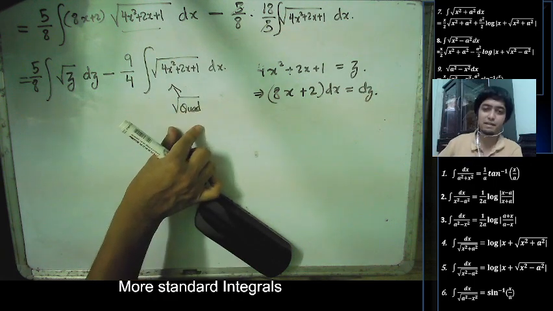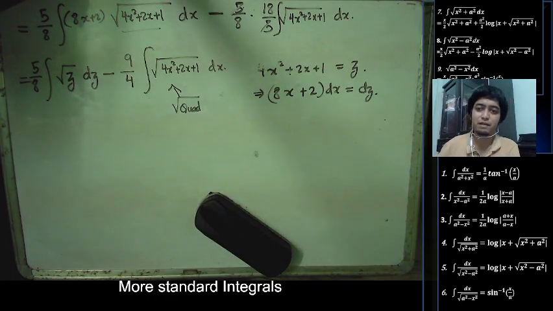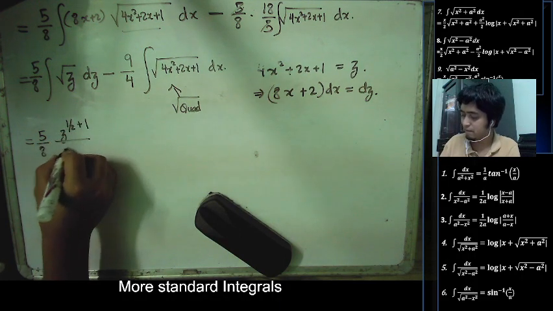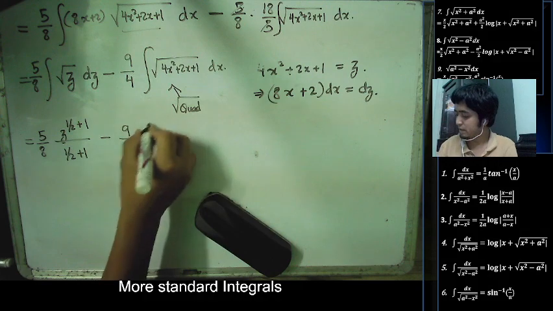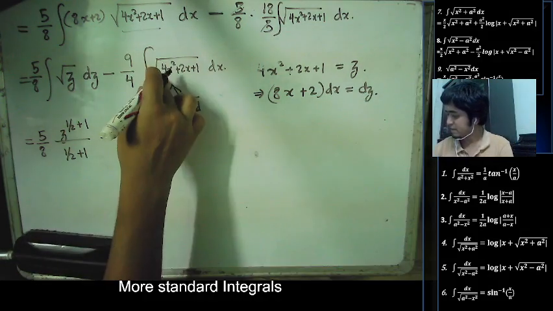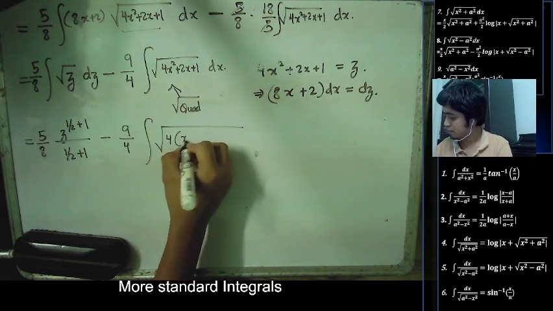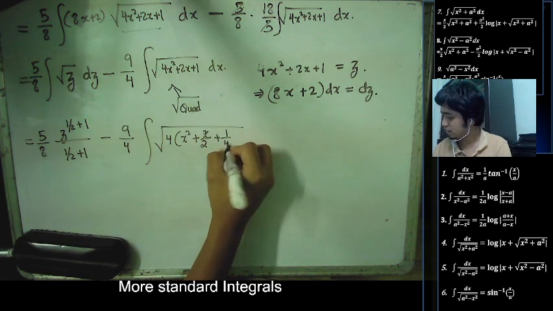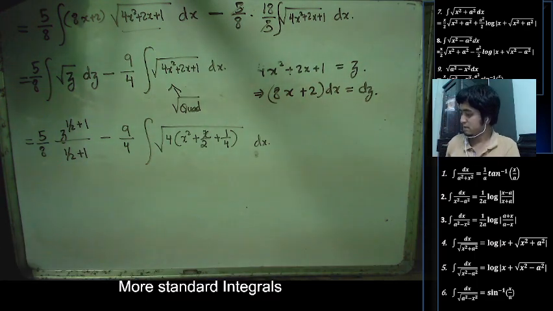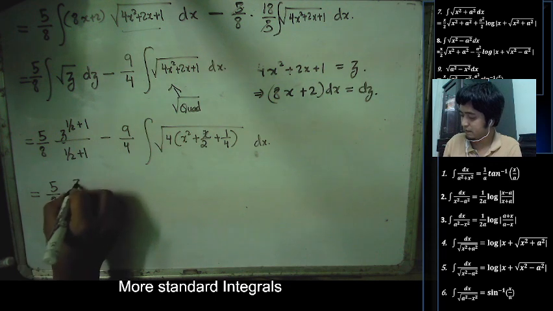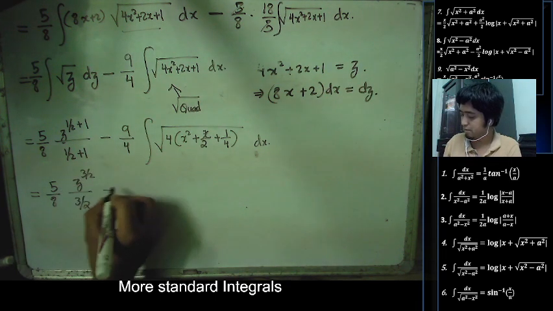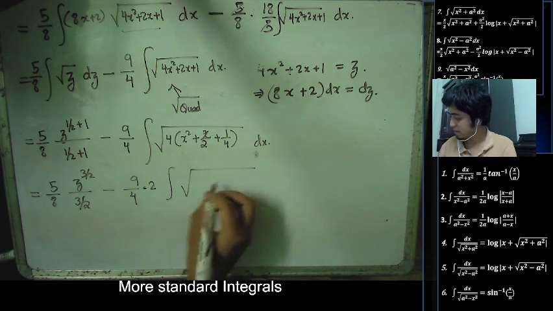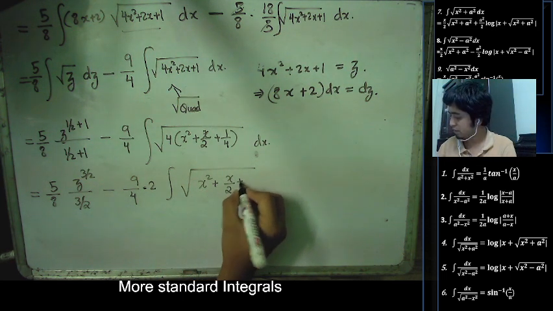Whenever you are having only a quadratic or a root quadratic, you will always have to complete the squares. Now we will complete the squares. I will first take common 4 out: x squared plus 1 by 2 x, or x by 2, plus 1 by 4, dx. So this is what we are having. Z power 3 by 2, 3 by 2, minus 9 by 4. Square root of 4 is 2. So this is what I am having: x squared plus x by 2 plus 1 by 4 dx.